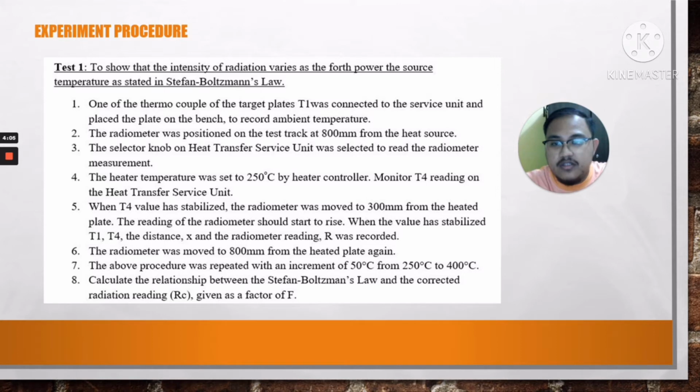Next, the heater temperature was set to 250 degrees Celsius by the heater controller. Monitor the T4 reading on the heat transfer service unit. When T4 was stabilized, the radiometer was moved to 300 mm from the heat plate. The reading of the radiometer should start to rise. When the value has stabilized, T1, T4, the distance X and the radiometer reading R were recorded. Next, the radiometer was moved to 800 mm from the heated plate again. The above procedure was repeated with an increment of 50 degrees Celsius from 250 degrees Celsius to 400 degrees Celsius. Lastly, calculate the relationship between the Stefan-Boltzmann law and the corrected radiation reading, given as the factor of F.